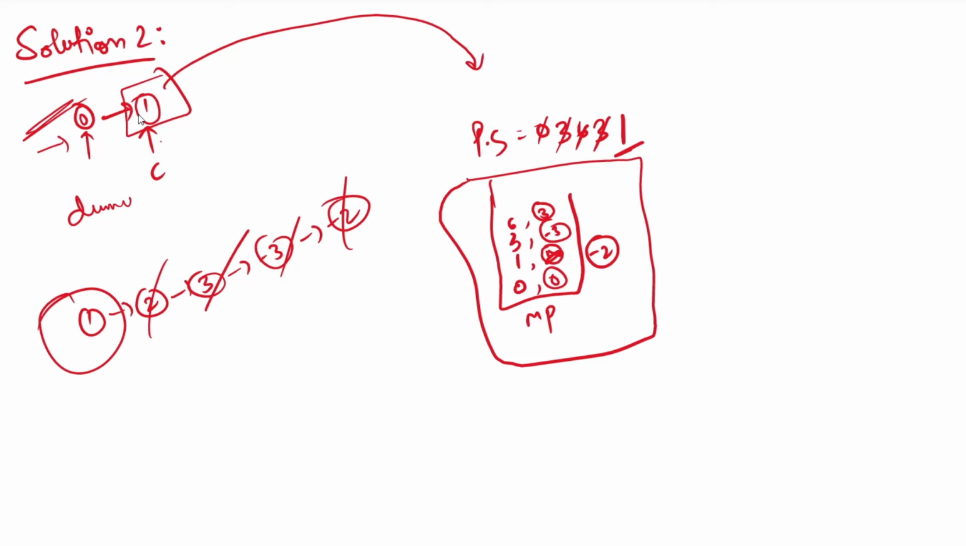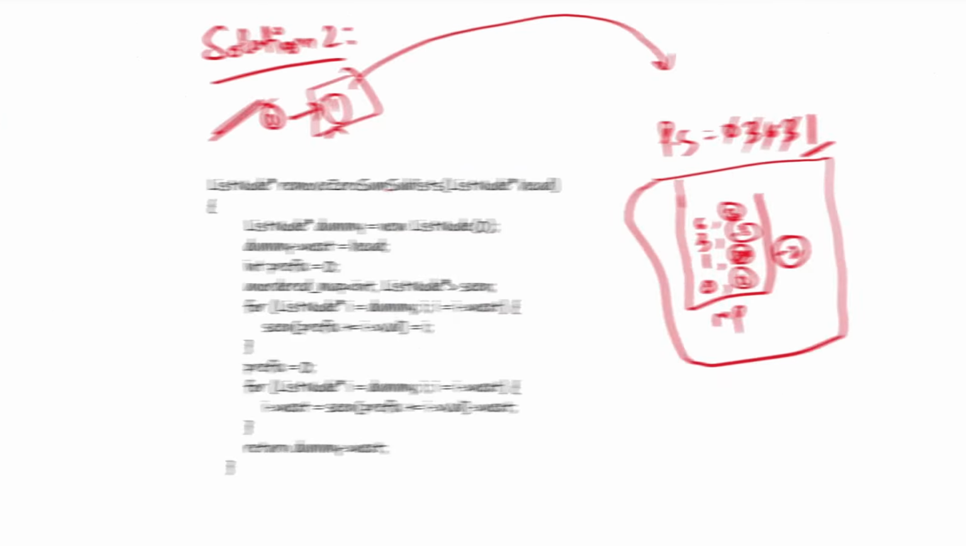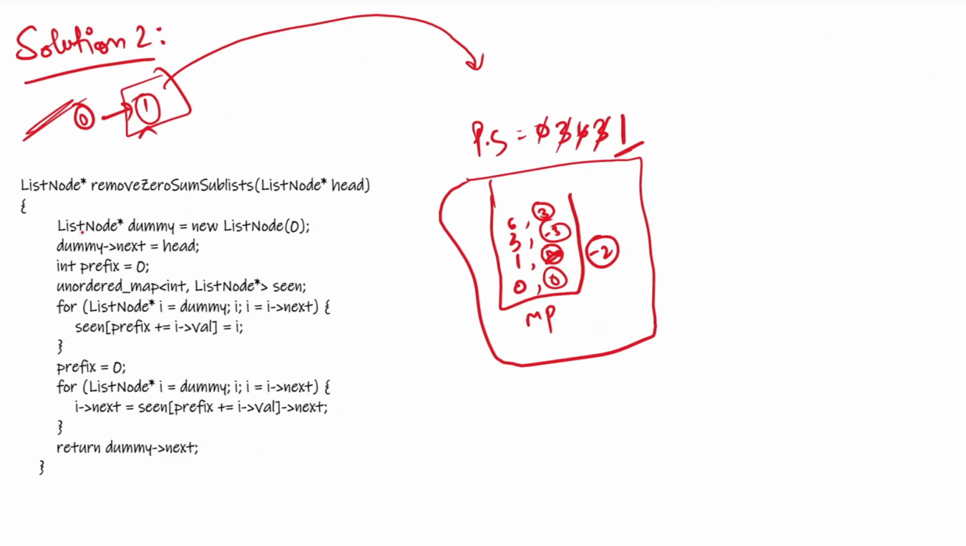So now let's see the code of this, and you will realize it is a very cleaner version of the earlier solution. So how do we start? First of all, we are using this dummy. Dummy has the value 0 and dummy's next is pointing to head. Then we will take our prefix sum, which is 0, and then first of all we include everything in our map and we update the nodes if needed.